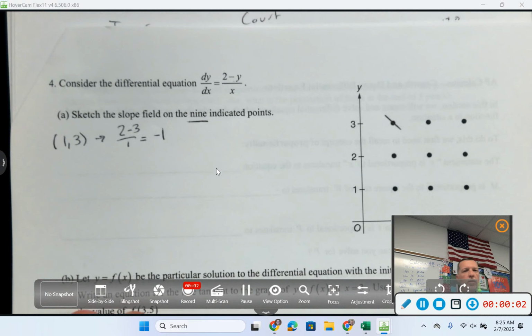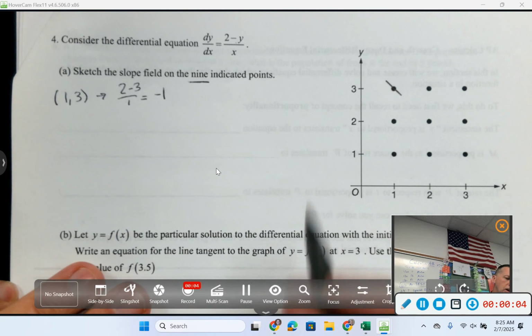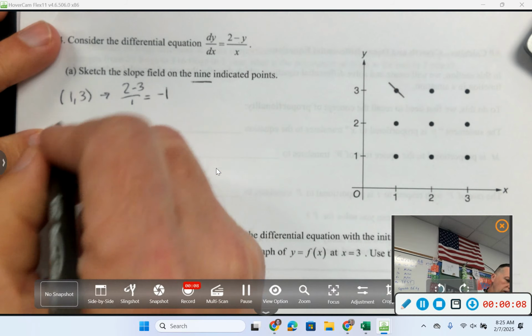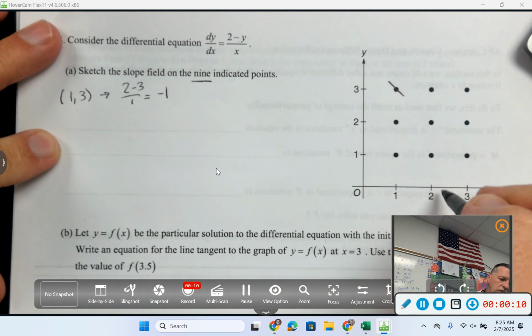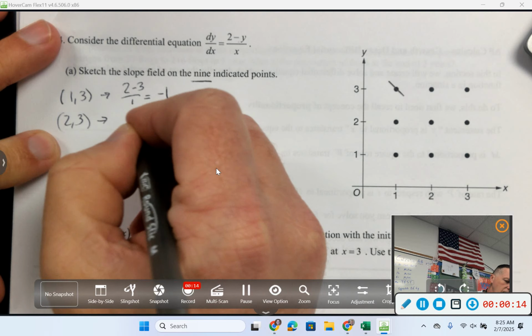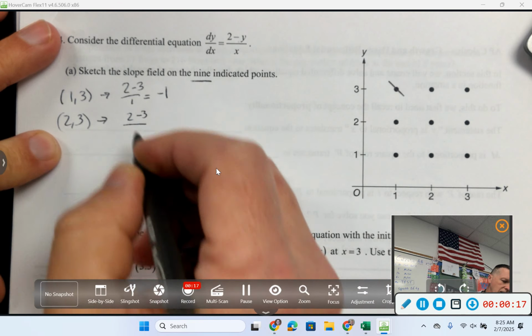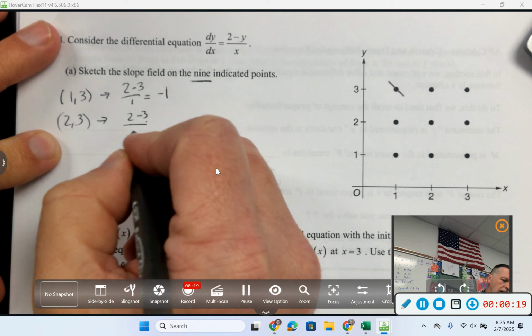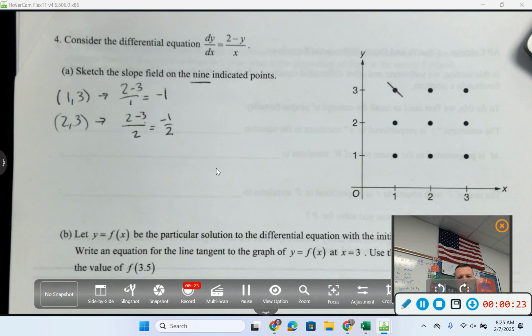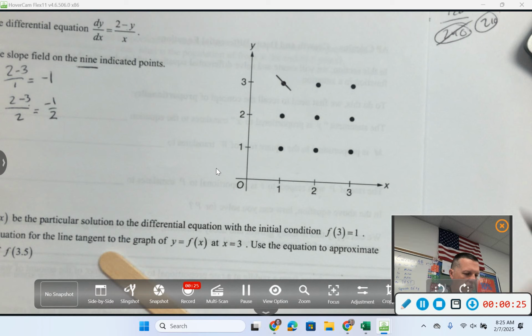So we're picking up with number 4 on the slope field notes, just going point by point and getting the slope field. So my next point is over 2, up 3. So 3 goes in for y, 2 goes in for x, so that's negative 1/2. So I want a slope of negative 1/2.